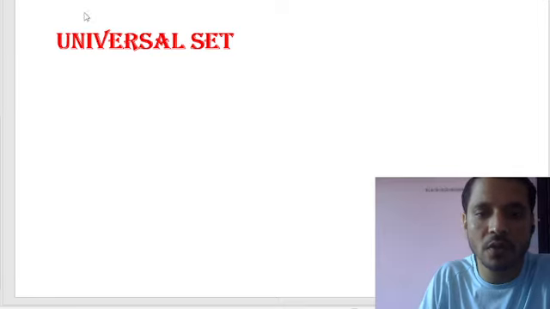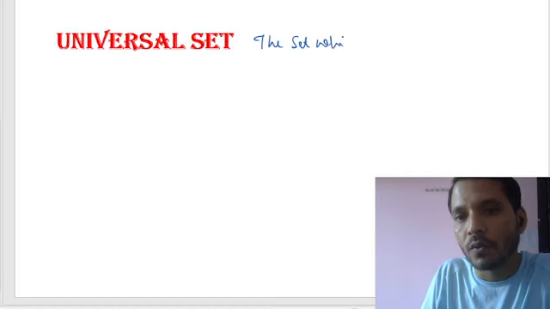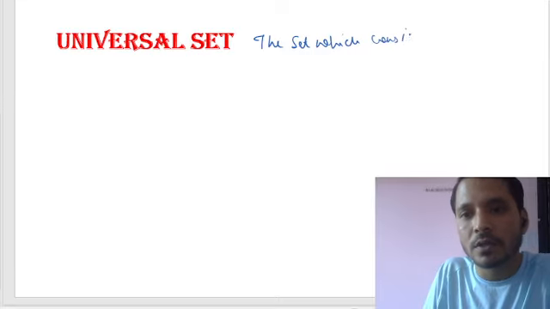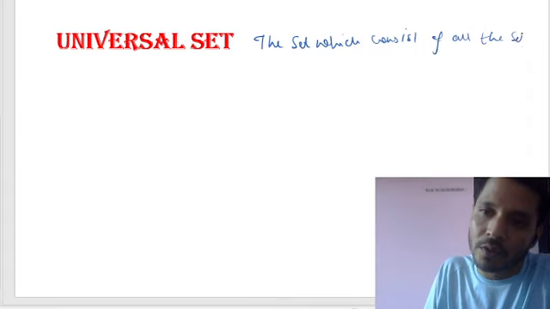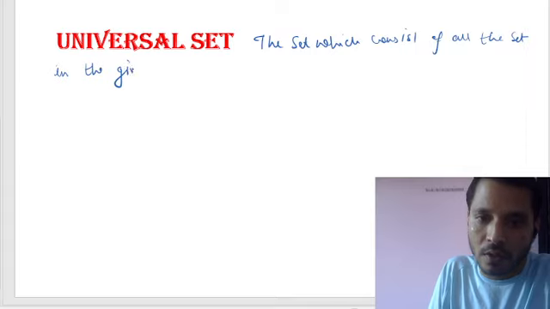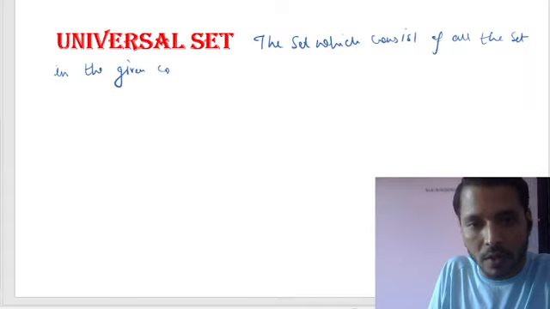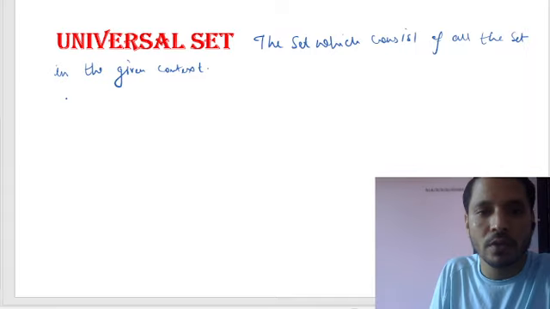The set which consists of all the sets in the given context is called the universal set.